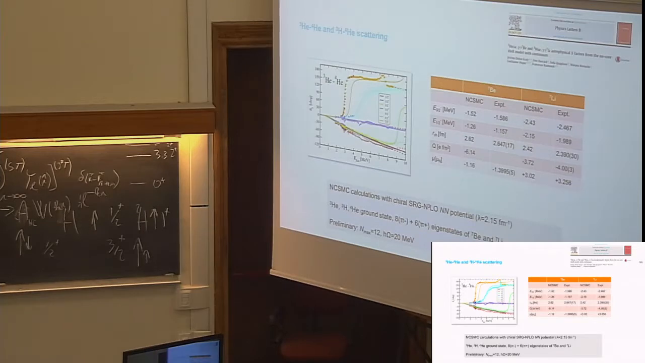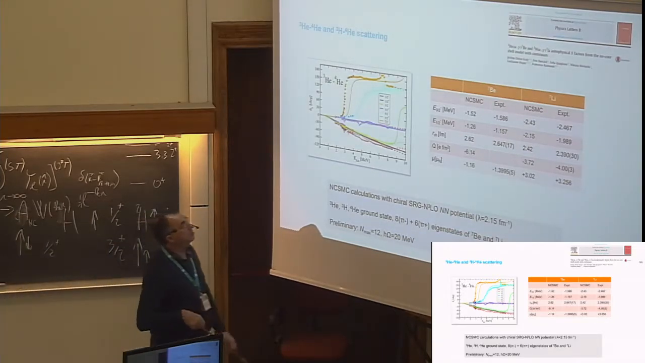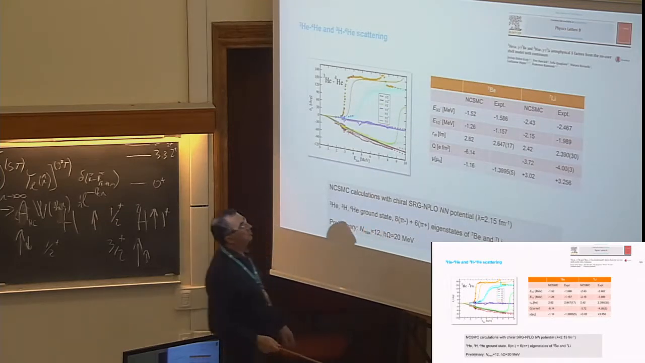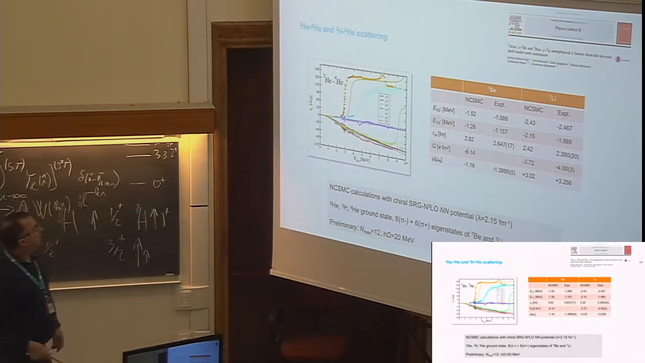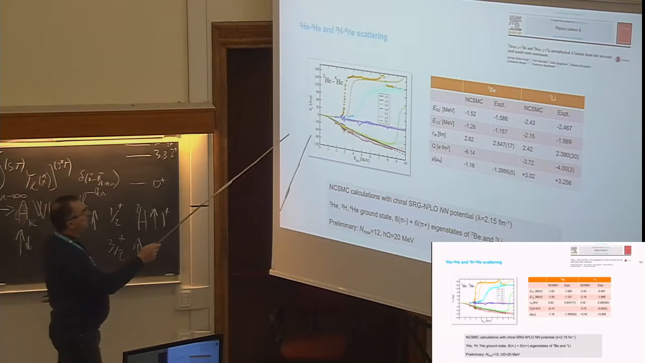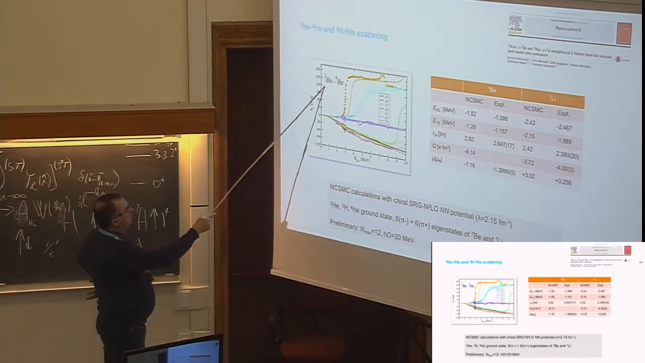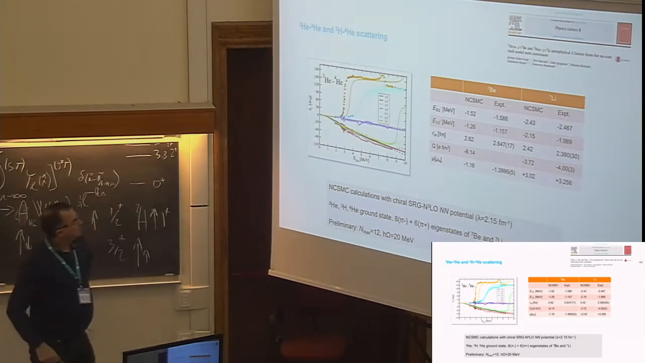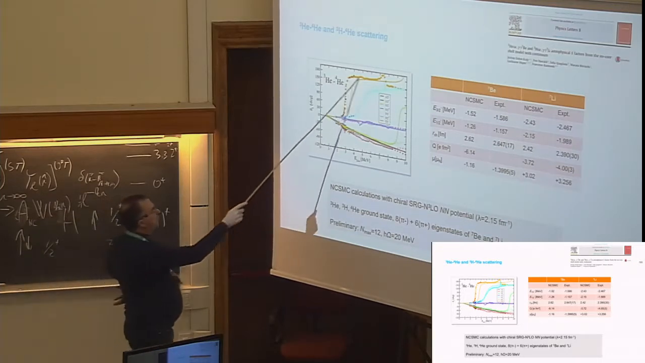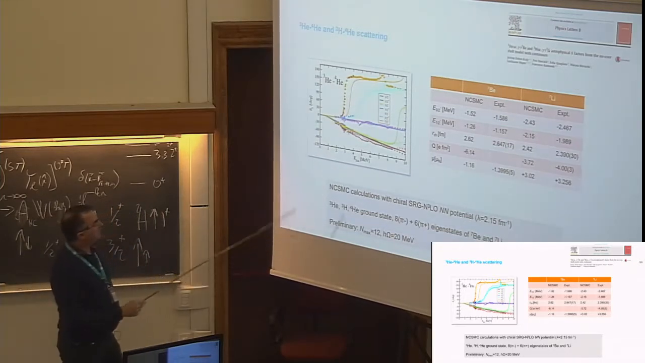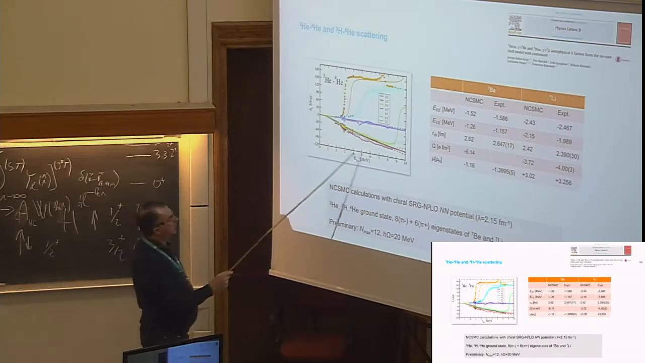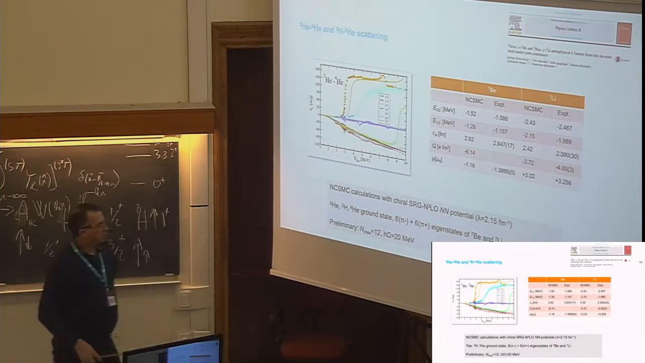Okay, so I will skip that. And okay, so this is some of the results that we published. It was published a few years back in PLB. Now these are the phase shifts of the scattering of helium-3 on alpha. These points are experimental results, and the lines again are the phase shifts that we calculated in the no-core shell model with continuum.